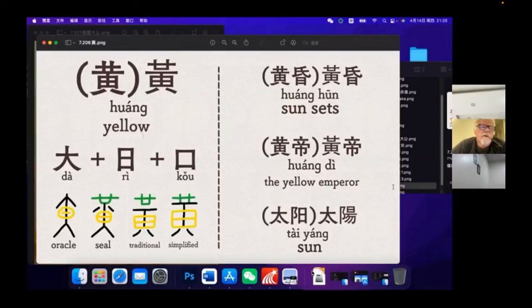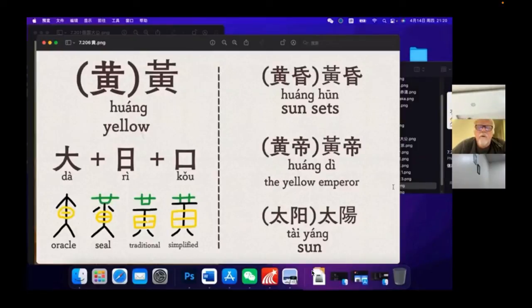When you try to figure out what the original picture is, we try to figure out what the original meaning is. And we look at the modern word Huang Hun. It means sunset. Hun means to go down. You see the sun on the bottom, and on the top you have a shi, which is actually a person bowing down. And so Huang, it actually means sun here.